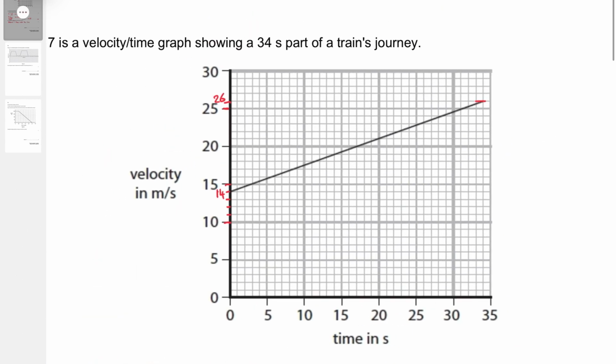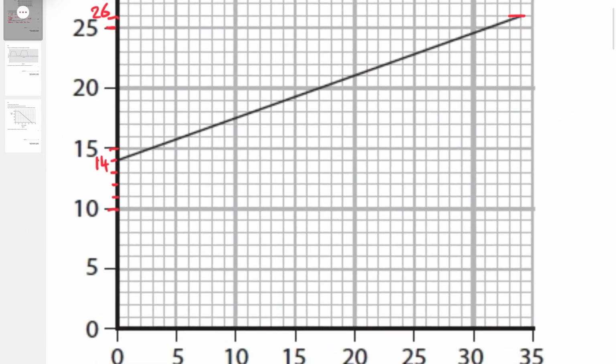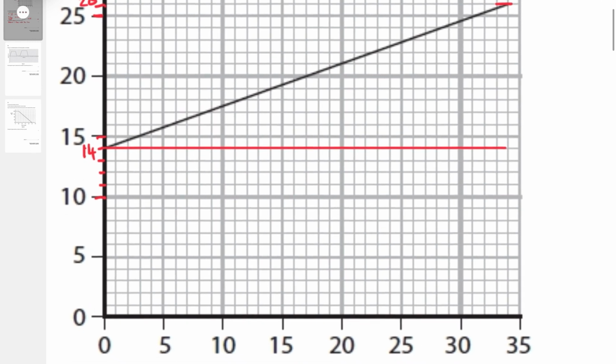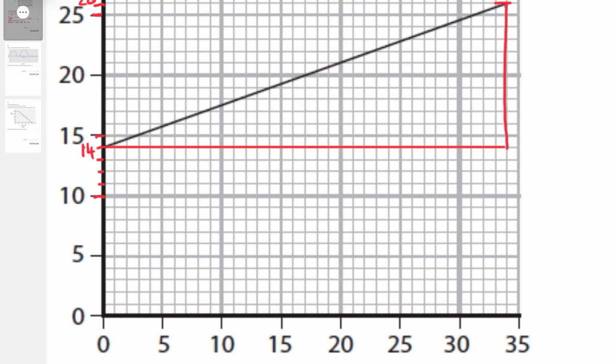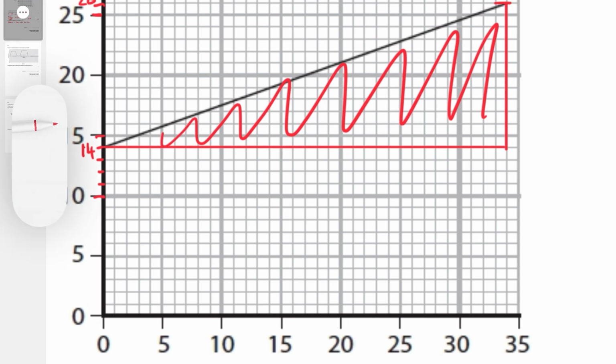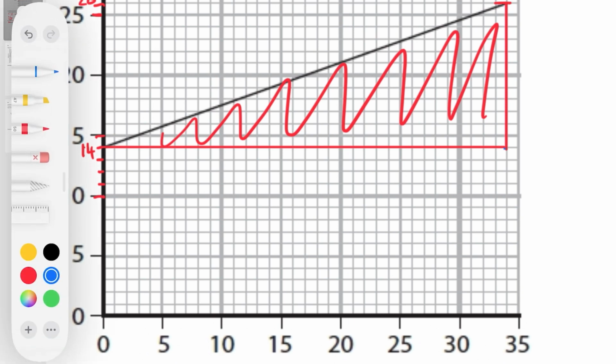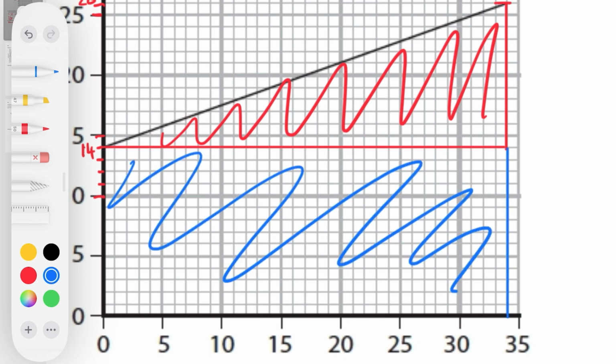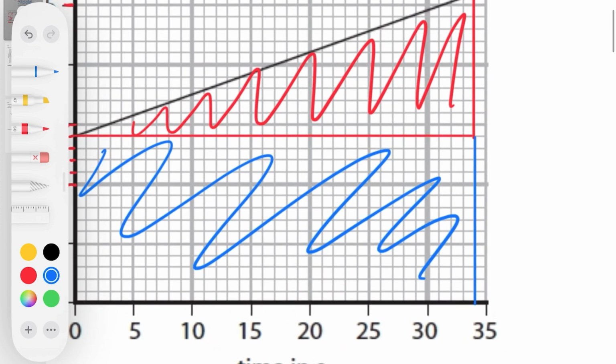Now, let's go up here. Okay, and we can separate this out into 2 shapes. We've got this triangle, this shape here. And then we'll do a different color. We then have this rectangle as well. So the total distance is adding these 2 shapes together. So the area of the triangle plus the area of the rectangle. Let's start with the rectangle.